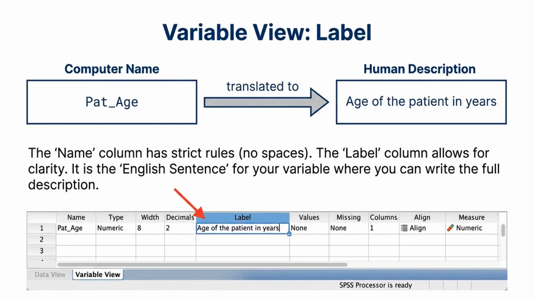Variable view, labels. Computer name, for example age, translated to human description: age of patients in years. The name column has strict rules, no space. The label column allows for clarity. It is the English sentence for your variable, where you can write the full description of the variable.